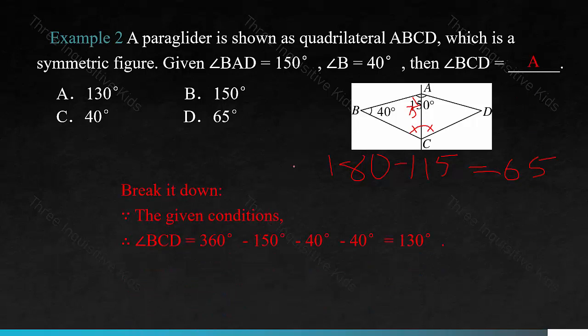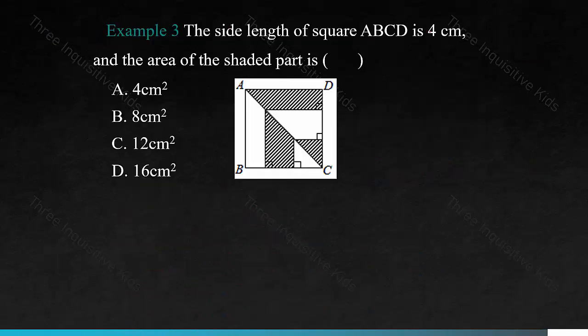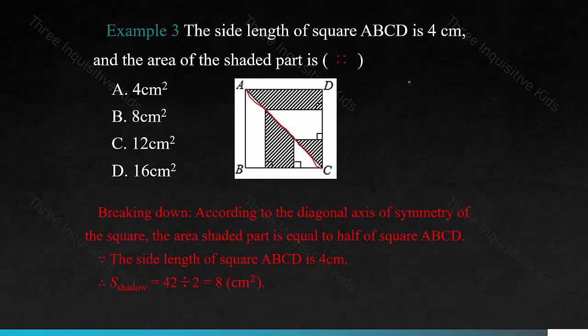A. The side length of square ABCD is 4 centimeters long, and the area of the shaded part is blank. So knowing what we learned about symmetry, we can just reflect the shaded parts across line AC to result in one side that's all white and one side that's all shaded. So all you have to do is do 4 times 4 divided by 2, which gives us B.